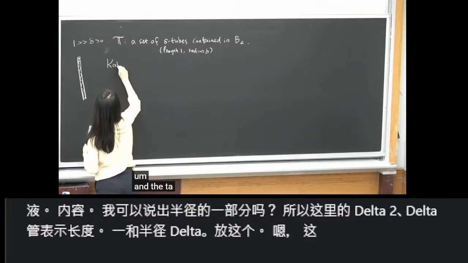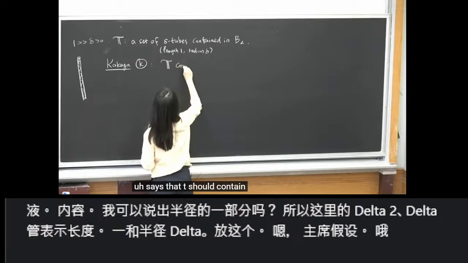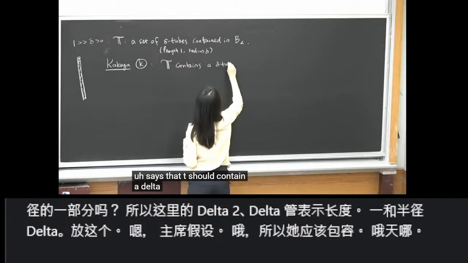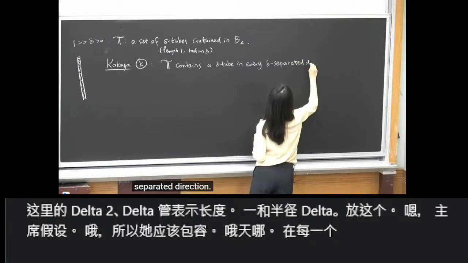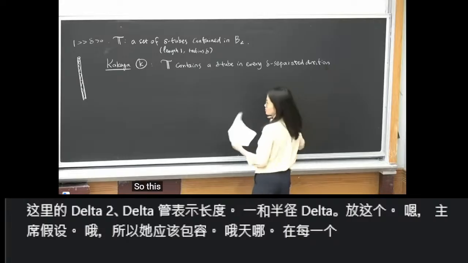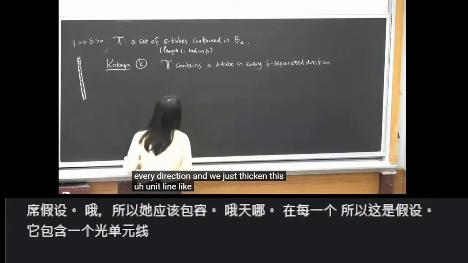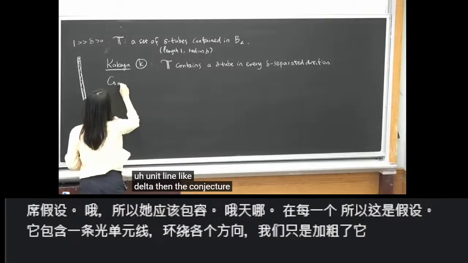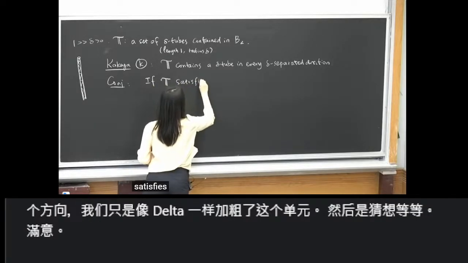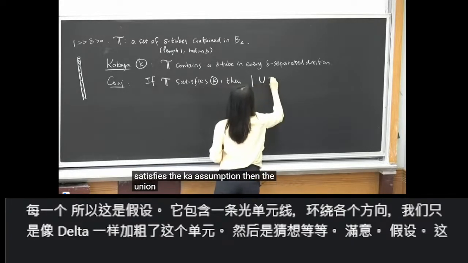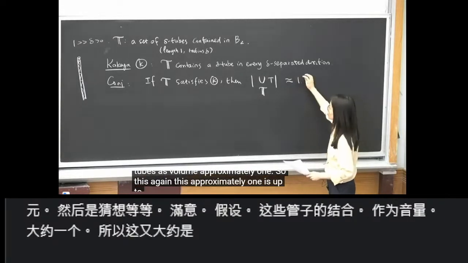And the Kakeya assumption says that T should contain a delta tube in every delta separated direction. It contains a unit line segment in every direction, and we just thicken this unit line by delta. Then the conjecture is the following: if T satisfies the Kakeya assumption, then the union of those tubes has volume approximately 1, where approximately 1 is up to negligible powers of delta.